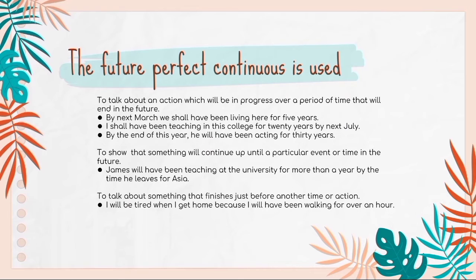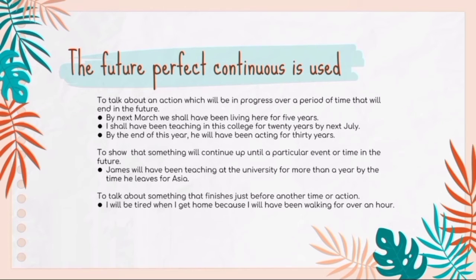The future perfect continuous is used, first, to talk about an action which will be in progress over a period of time that will end in the future. As an example, number 1: by next March, we shall have been living here for 5 years. Example number 2: I shall have been teaching in this college for 20 years by next July. Example number 3: by the end of this year, he will have been acting for 30 years.